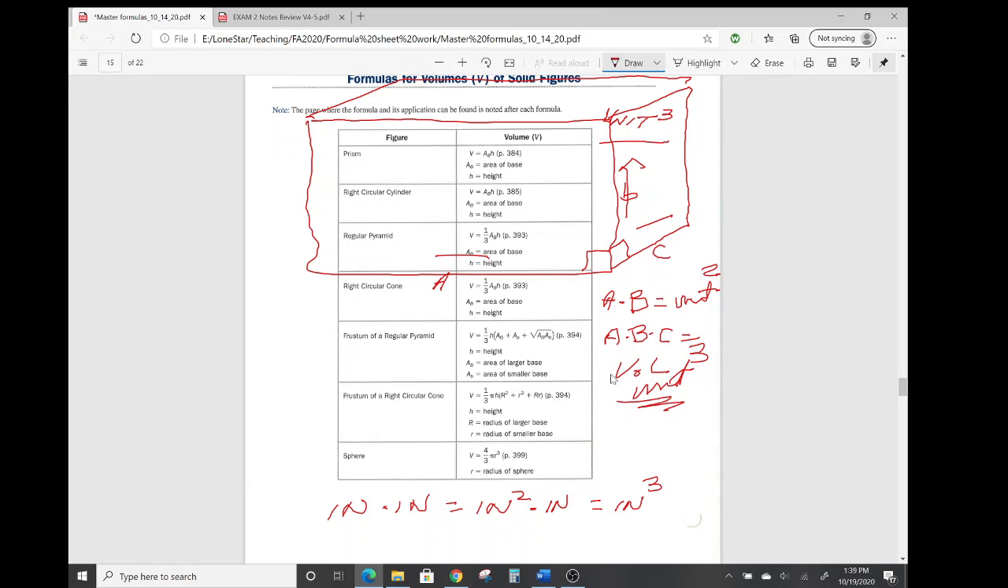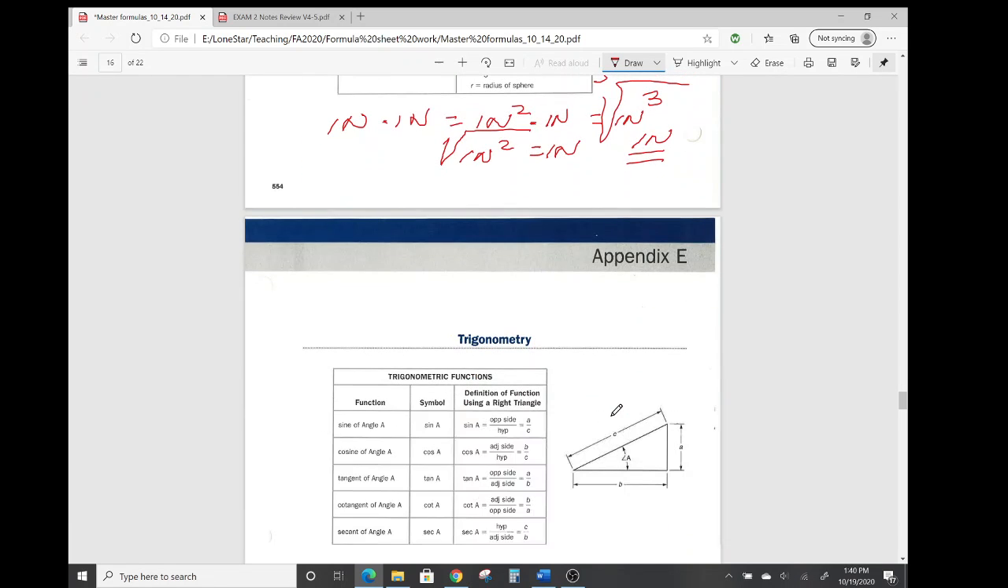And how do you undo that? Well, you take the cube root of it. So if we had inches squared, and I took the square root of that, I would be back to inches. And then if I took the cube root of inches cubed, I would get inches. Okay? All right. We'll deal more with these as we get into it.